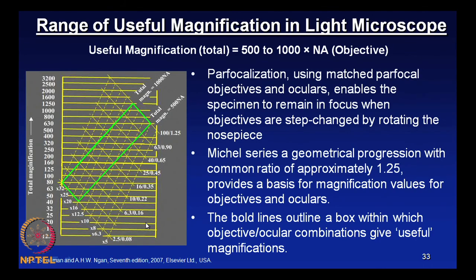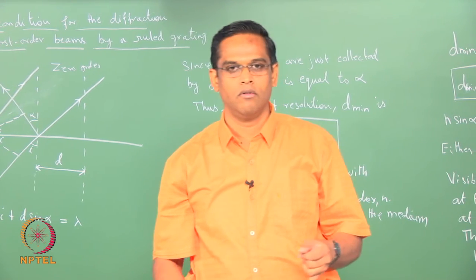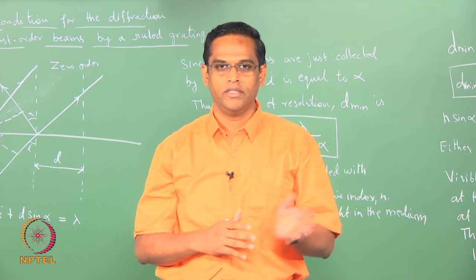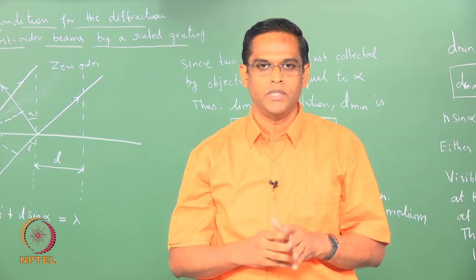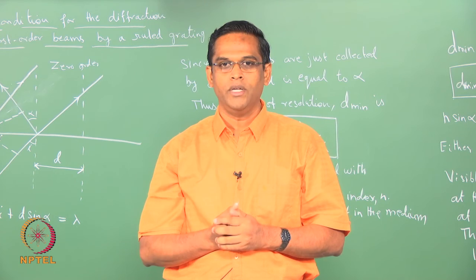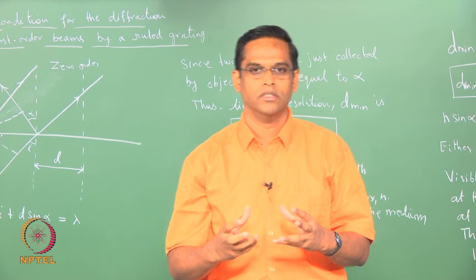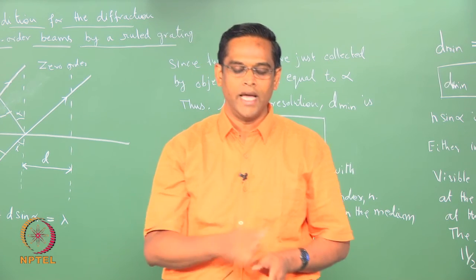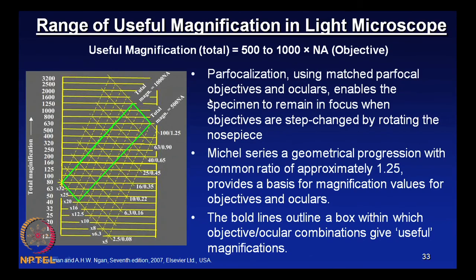objective and ocular combinations. In the beginning I said most of the microscopes we use have a compound lens, with an objective as well as an ocular eyepiece. The total magnification is the magnification achieved by the objective times the magnification achieved by the ocular or the eyepiece. Both the eyepiece and the objective have a range of values, and only certain combinations will give you the useful magnification. So this diagram conveys the combination of eyepiece and objective, and the green line shows the useful magnification range.